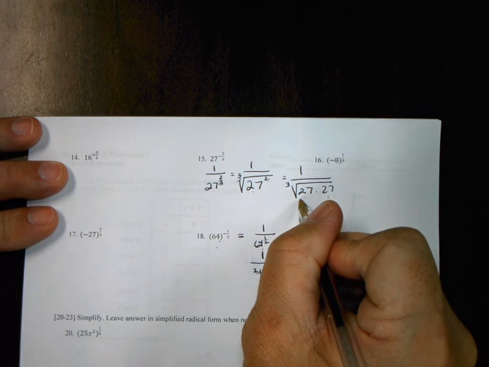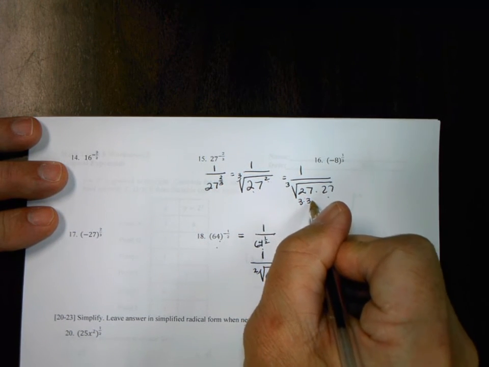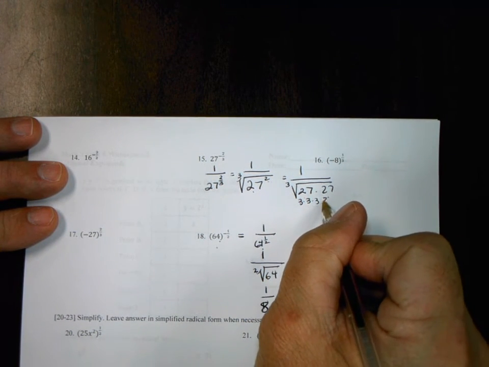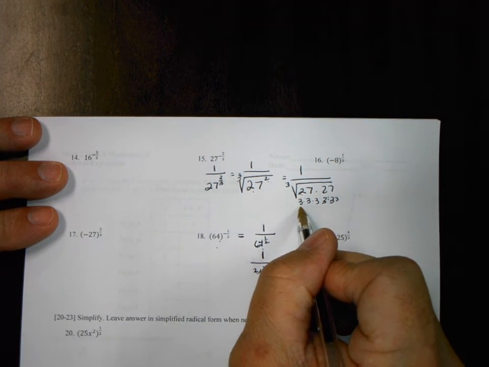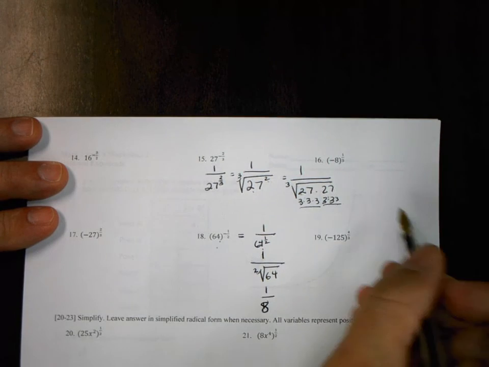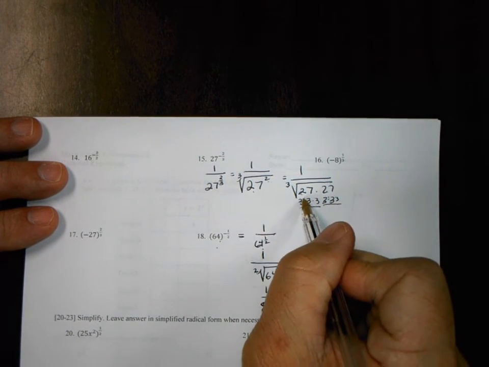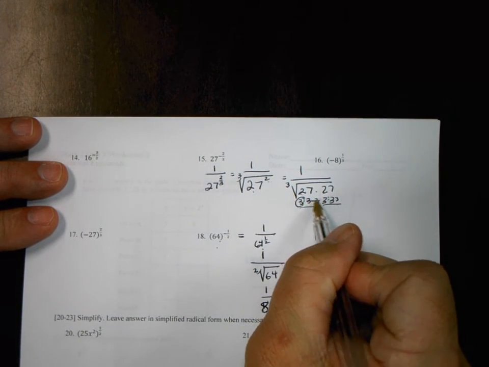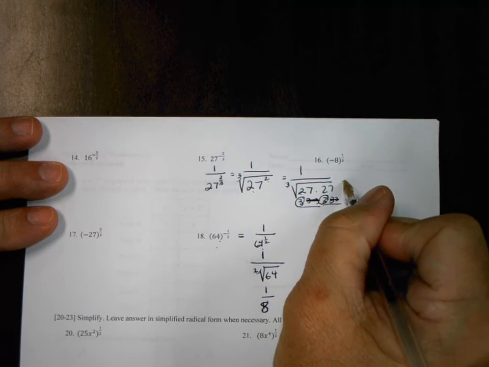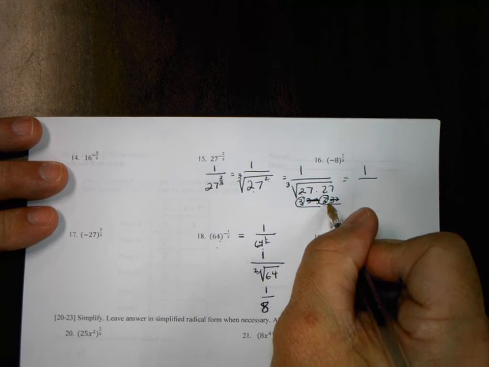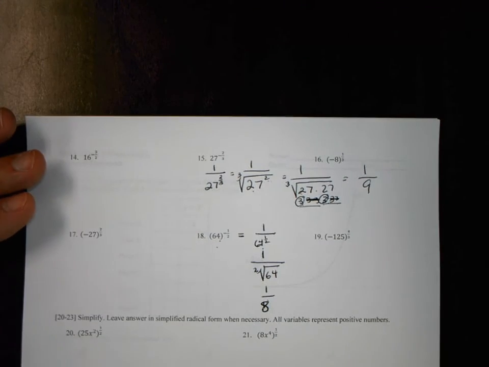Remember, we're taking the 3rd root, but 27 is 3 times 3 times 3. 3 times 3 times 3. This 27 is right here. This 27 is right here. We're looking for 3s, so this guy gets out. These 2 get killed. This guy gets out. These 2 get killed. And we end up with 1 over 3 times 3, or 9, 1/9. Okay.